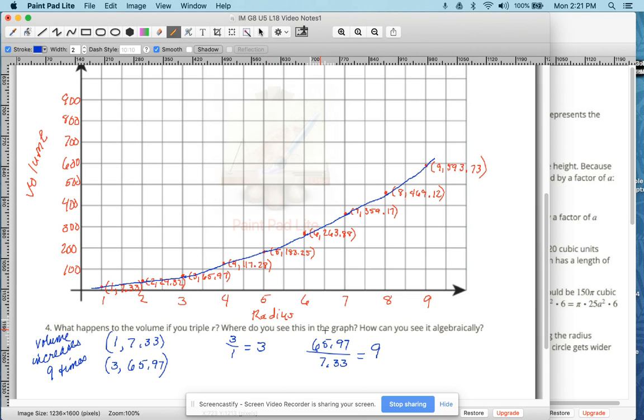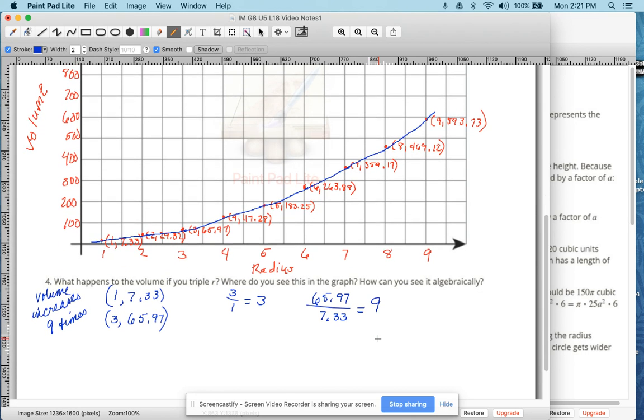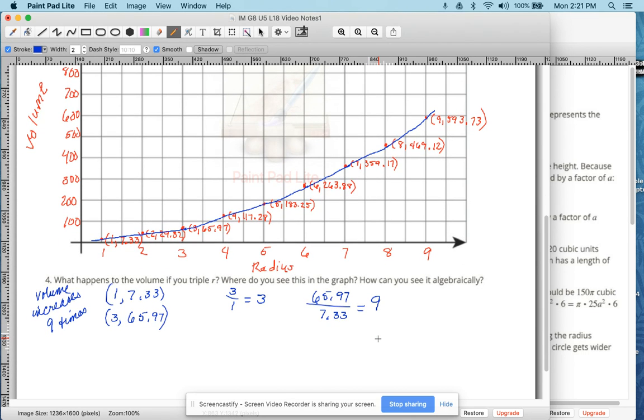And then it said, where do you see it in the graph? Well, we saw it between the radius of 1, the radius of 3. And then how do you see it algebraically? Well, we just saw it here algebraically. All right, so in our first lesson today, we learned that changing one dimension will change the volume by that same dimension. But now we're seeing that if we change more than one, we change 2 dimensions, we have to account for that in the volume as well.